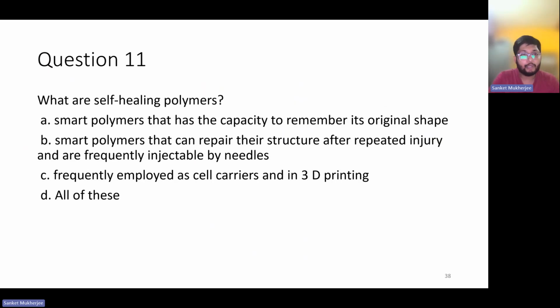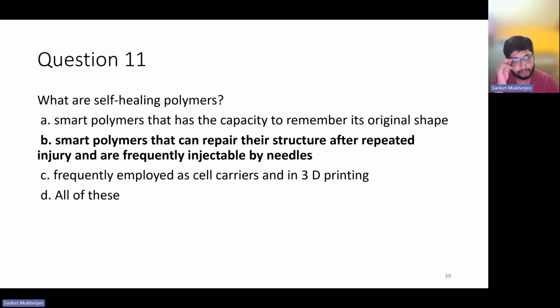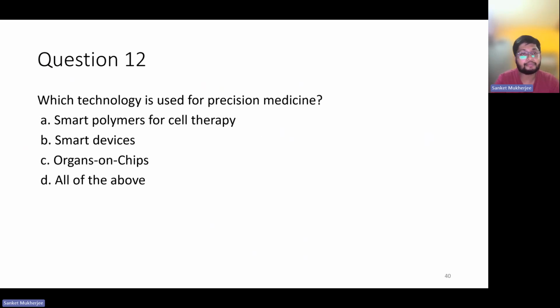What are self-healing polymers? I think we already discussed these. Smart polymers that have the capacity to remember their original shape. Smart polymers that can repair the structures after repeated injury and are frequently injectable by needles. Frequently employed as cell carriers and in 3D bioprinting. And all of these. So the answer would be B. Smart polymers that can repair the structure after repeated injury and are frequently injectable by needles.